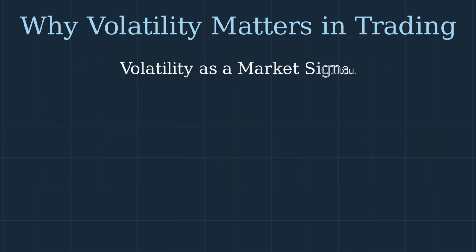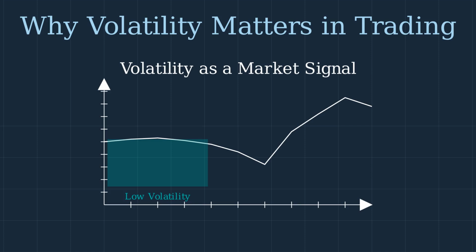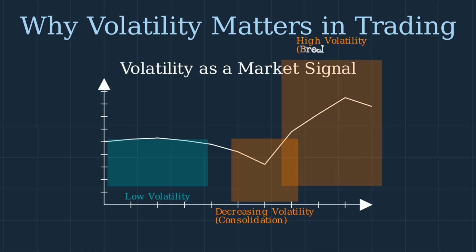Changes in volatility often signal important market phase transitions. Markets typically cycle through periods of high and low volatility. Low volatility periods often represent established trends with steady price movements. Decreasing volatility frequently indicates market consolidation, as prices compress into a tighter range. The most significant opportunity often comes after consolidation, when volatility increases dramatically during breakouts, leading to substantial price movements.